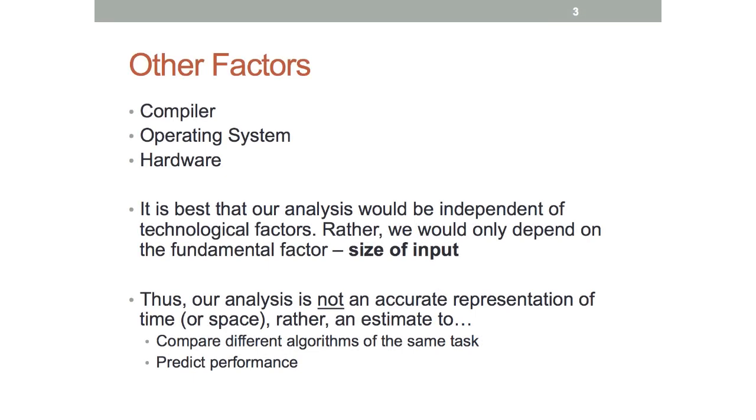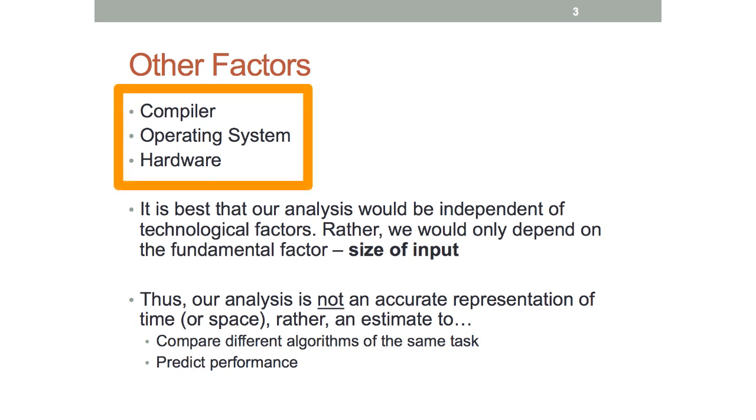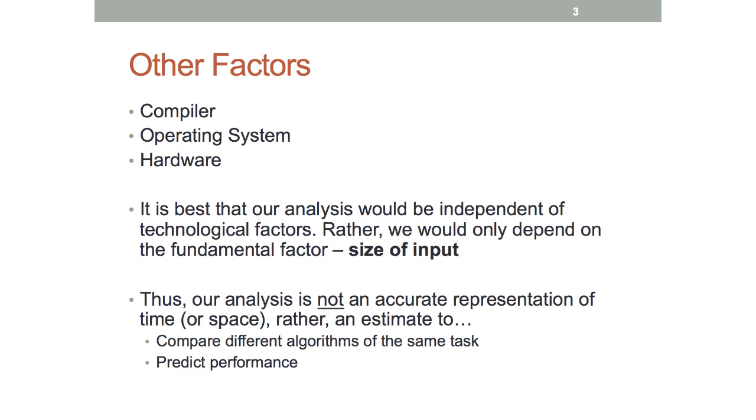Now you might think that the following factors should also be considered. However, we will limit our analysis to be independent of technological factors. These factors tend to differ depending on the time period. Computers 10 years ago are much slower than what we have today. Instead, we will only depend on the fundamental factor of size of data or input. Thus, our analysis is not an accurate measurement of time. Rather, it's an estimate to compare different algorithms of the same task and to predict performance.